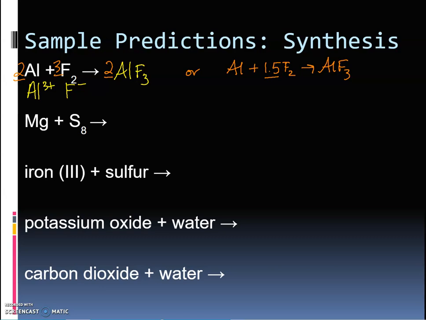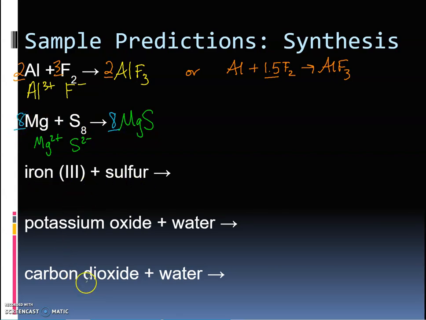All right, next we have our Mg plus S8. Mg makes a 2 plus. Sometimes sulfur makes these clusters of 8, but sulfide is still S2 minus, so I make MgS. And then I go through and balance it out. I would need 8 of these and 8 of these to cancel each other out.